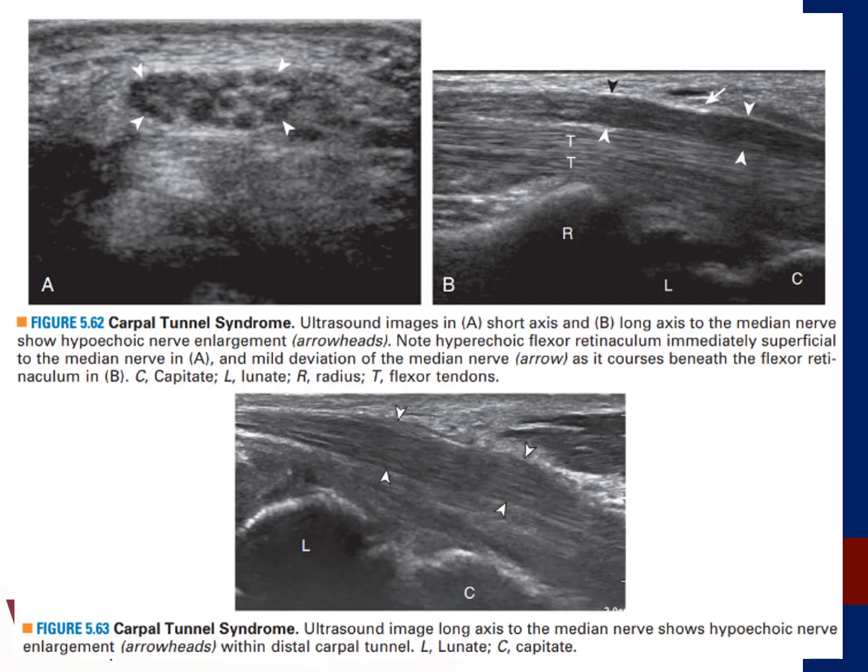Again, this slide provides different views of the median nerve. In the top right figure labeled A, you will see the median nerve between these closed arrowheads, and the small circles within are the fascicles of the median nerve. The other two images are of the longitudinal axis of the median nerve. The lower image demonstrates the hypoechoic nature of the nerve that occurs with the associated enlargement with compression.